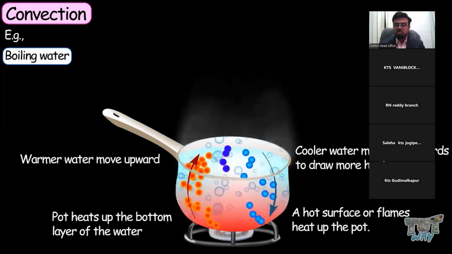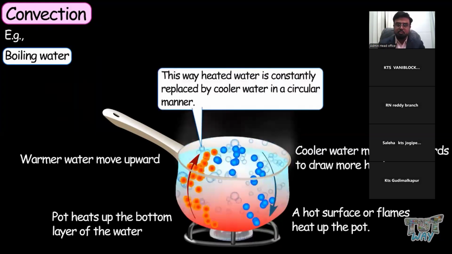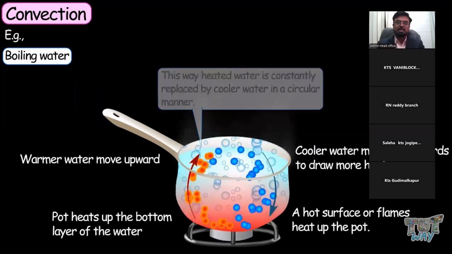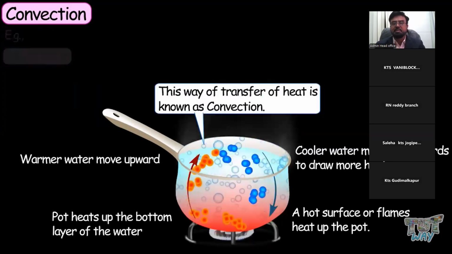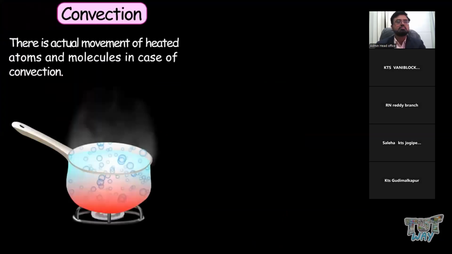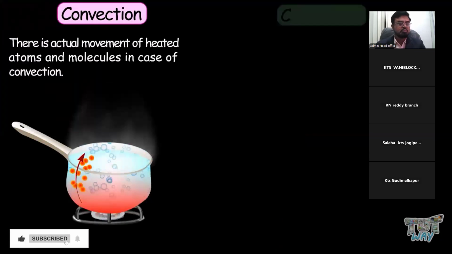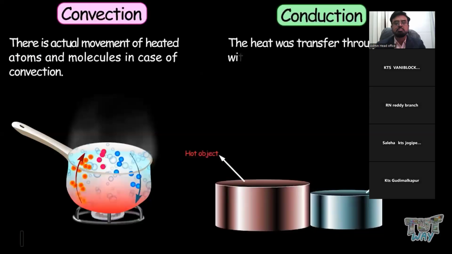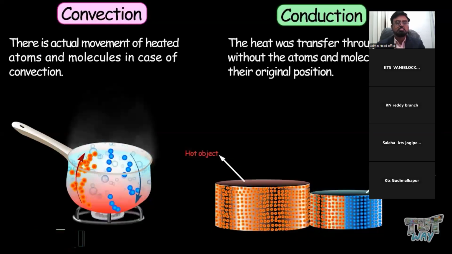What becomes heated water is constantly replaced by cooler water in a circular manner. You can see the bubbles also in the bucket. This way, a transfer of heat is known as convection. That is a convection method. So here is the actual movement of heated atoms and molecules. Whereas in conduction, the heat is transferred through vibration. Atoms or molecules do not leave their original position.